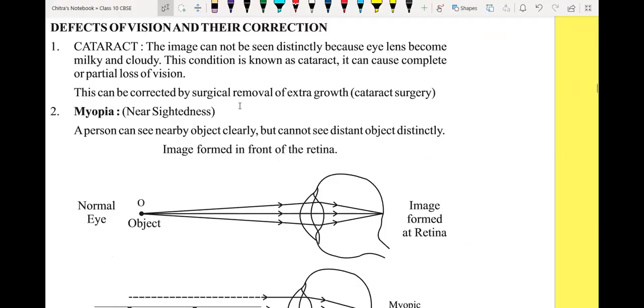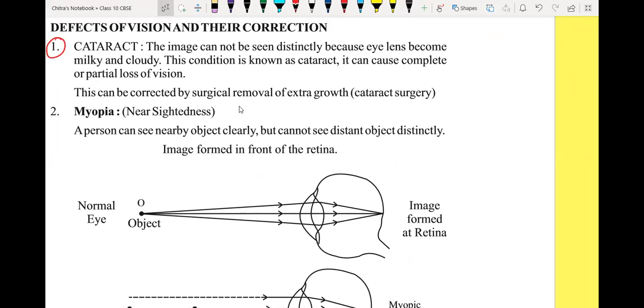Students, now we are going to discuss the defects of vision and their correction also. So let's discuss the first defect. The first defect of the eye is called cataract. We also call it motia bind. It is the cataract.